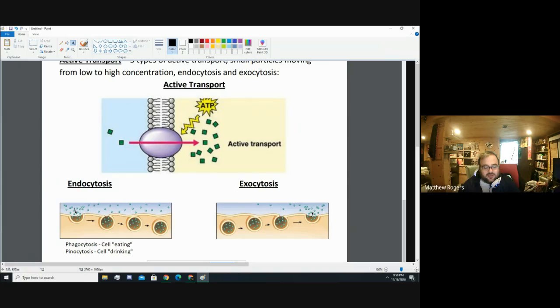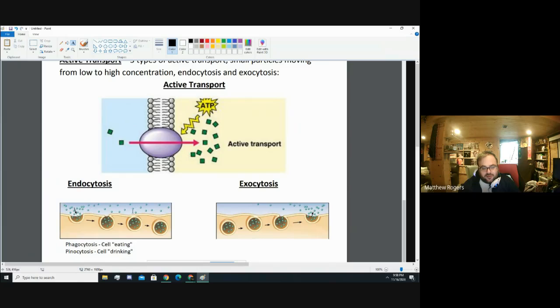So endocytosis, there's two kinds. There's phagocytosis, which is cell eating, and pinocytosis, which is cell drinking. They are identical to each other. It just depends what you're bringing in. If you're bringing in a solid, it is called cell eating. If you're bringing in a liquid, it is called cell drinking.